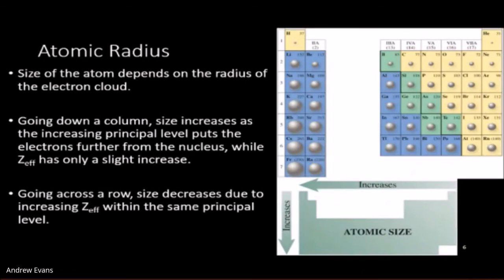The trend that we see is that as we move down the table, size of the atom always increases. As we move across the table, size of the atom decreases. So the smallest atom is in the upper right corner of the table. The largest atom is the bottom left corner of the table. So francium is as big as it's going to get, and helium is as small as it's going to get. And that's where we're going to stop for now.